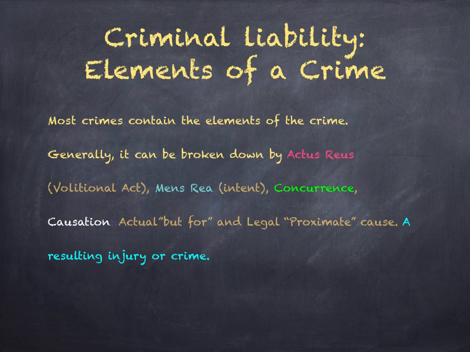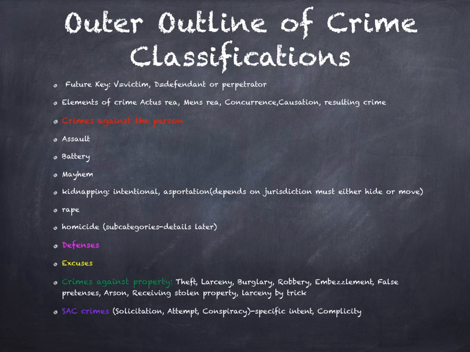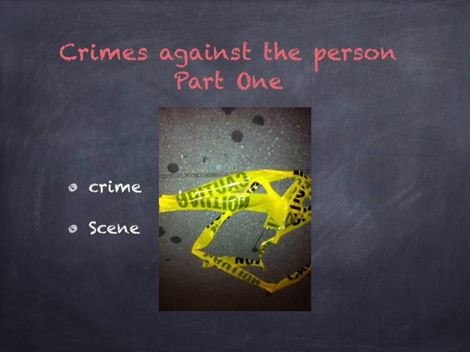Now, as always, your foundation is the criminal liability, the elements of the crime. And here's the outline that we're working from. As you can see, crimes against the person is written in red. I'm going to go through assault, battery, mayhem, kidnapping, and rape. I'll do a little false imprisonment. And then I'm going to stop. The next one is going to cover homicide.